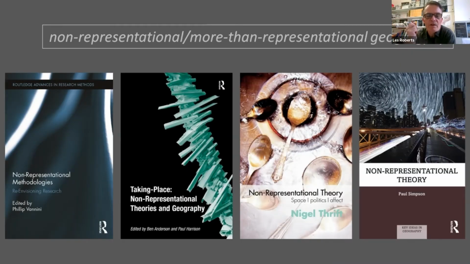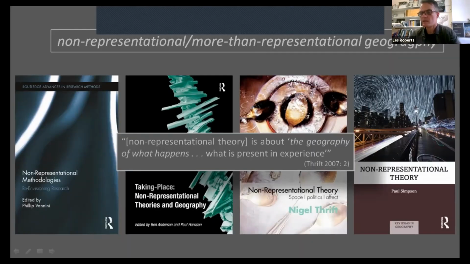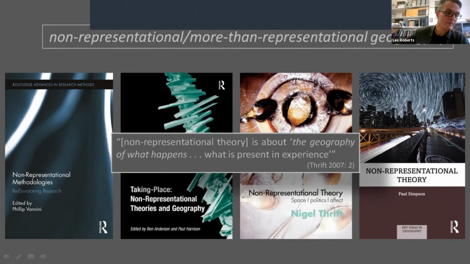Developments in geography, non-representational, or what I think some now insist on calling more than representational geography. Neither term really does much for me, if I'm being honest. But we have something like this from Nigel Thrift, who defines non-representational theory as about the geography of what happens, what is present in experience. If you think about that, there's a lot covered in that definition.